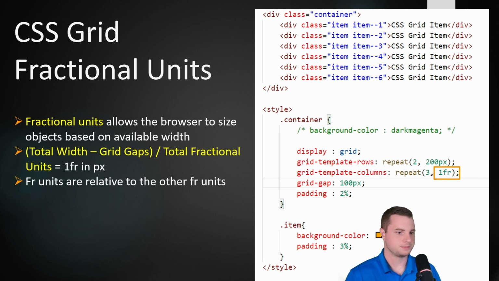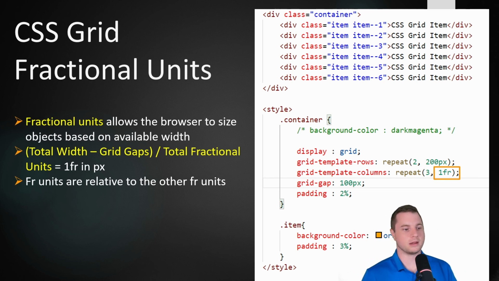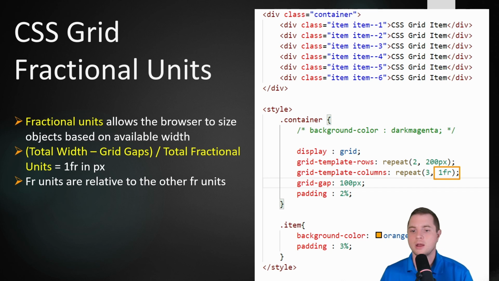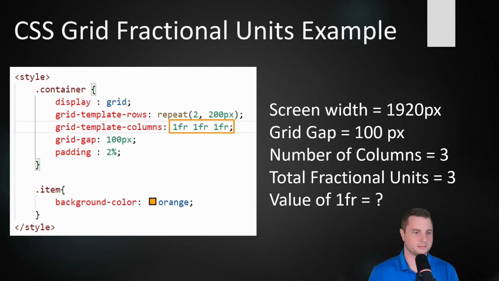Okay, fractional units. This allows the browser to size objects based on available width. So the formula here would be total width minus grid gaps, divided by total fractional units, gives 1fr in pixels. This also means that fractional units are relative to other fractional units. So if we have 1fr here and we're repeating it 3 times, we are dividing up the available screen space by a third. Not too complicated. All right, we can do something similar here, where the repeat and what I'm showing here is identical in terms of CSS Grid.